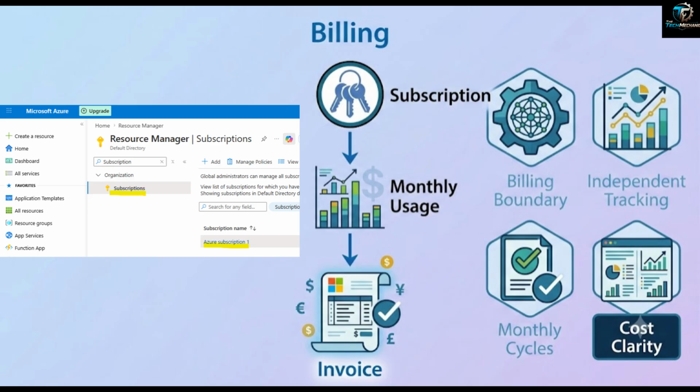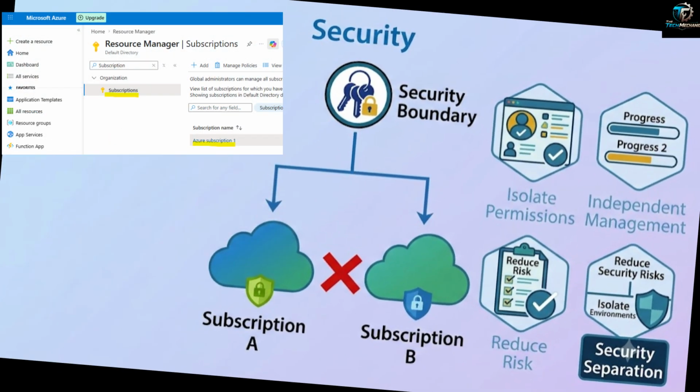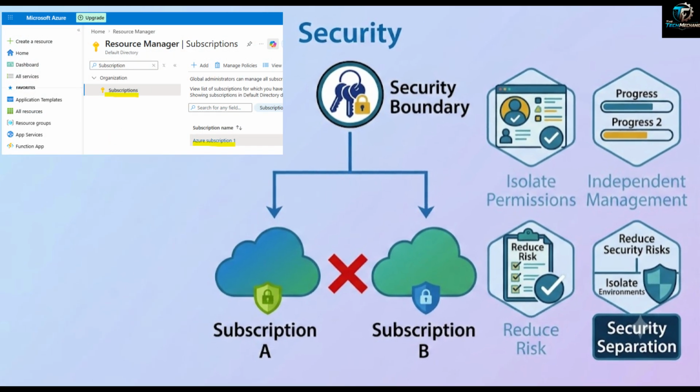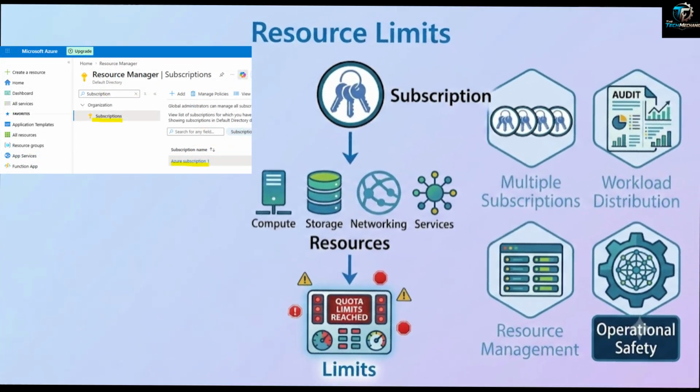Every Azure subscription tracks resource consumption independently. At the end of the billing cycle, Microsoft generates reports and invoices based on that subscription's usage. This allows organizations to understand exactly where cloud costs are coming from. Subscriptions are also security boundaries. Permissions assigned in one subscription do not automatically apply to another. This separation helps organizations isolate environments and reduce security risks.